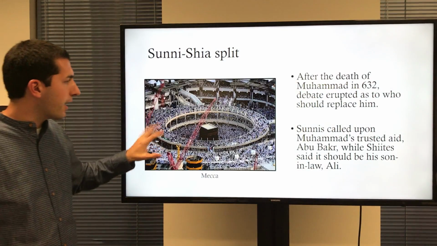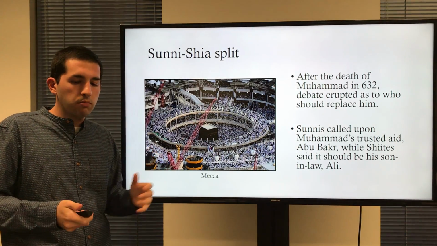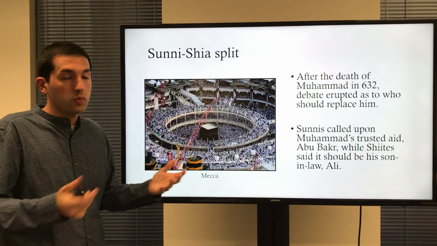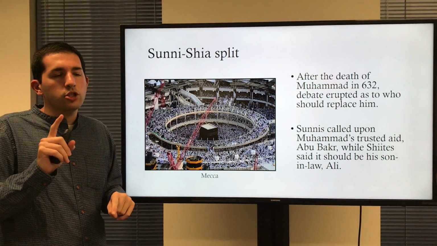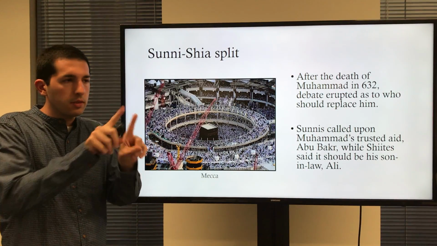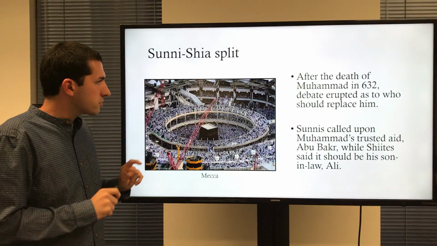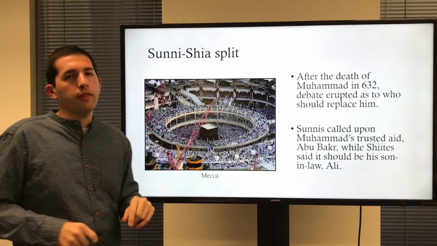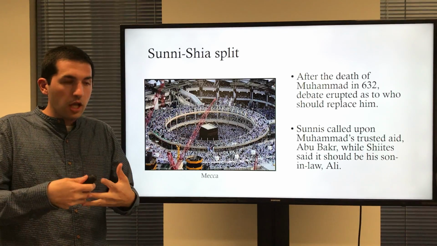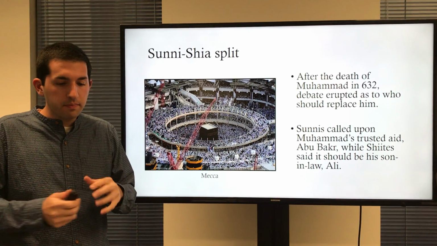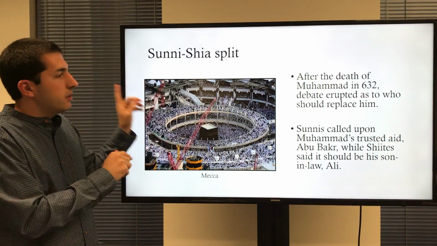Still on the split, Mecca is a pilgrimage that Muslims are encouraged to take at least once in their life. Interesting that Sunnis and Shiites both make this pilgrimage together. And so after the death of Muhammad in 632, a debate erupted in Islam: who should replace him as the Prophet Muhammad? Here's the split. This is what happened.